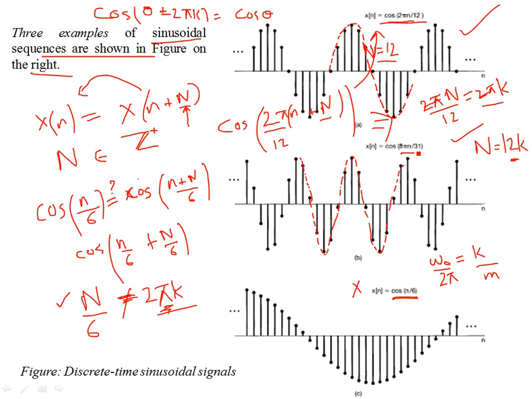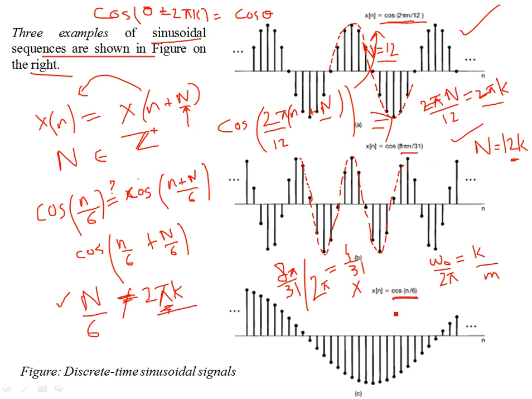Similarly over here, 8 pi by 31. So let's take this example. 8 pi by 31 is my digital angular frequency, in radians. If I divide this by 2 pi, I get a rational number, that is a ratio of two integers, an integer by an integer, so that would be 4 by 31, right? So again, I can find capital N to be an integer in this case.